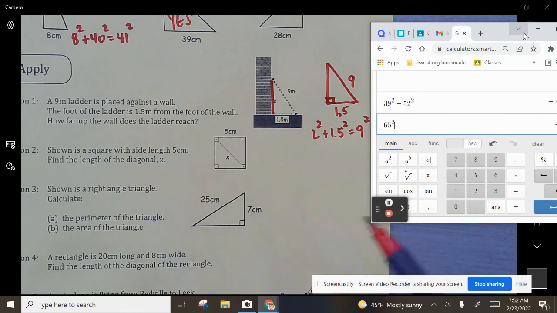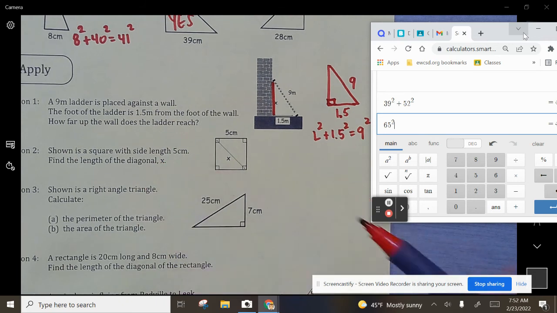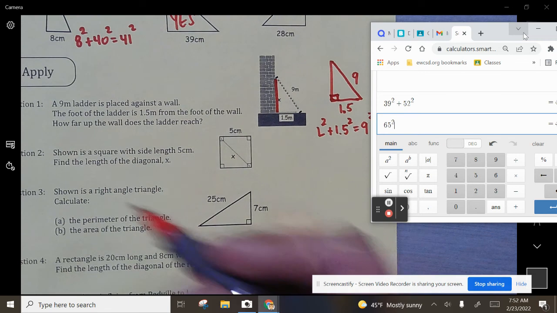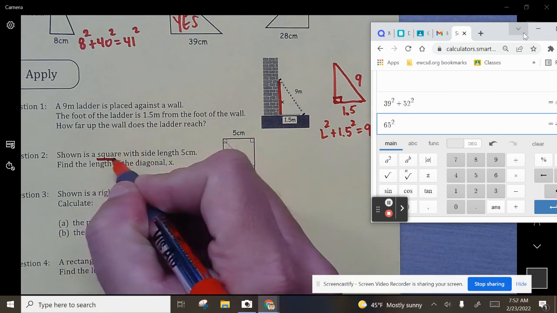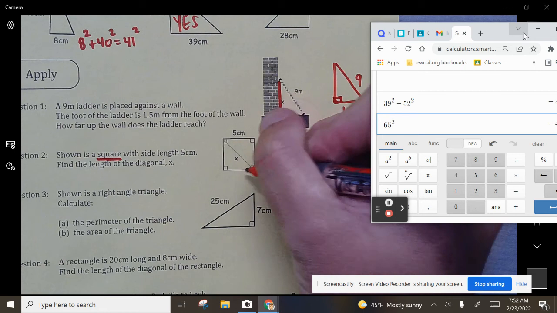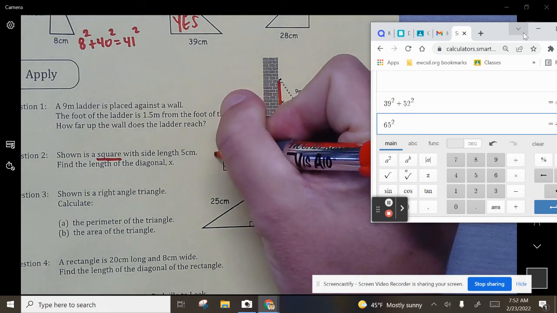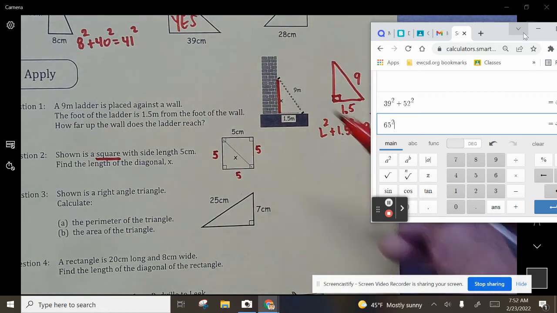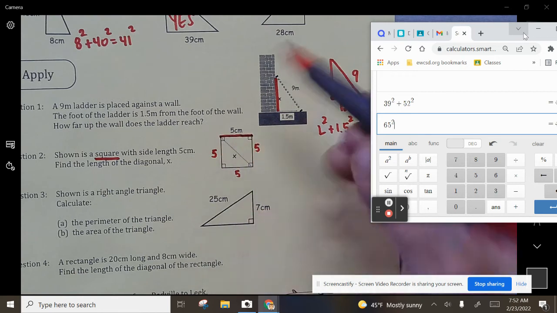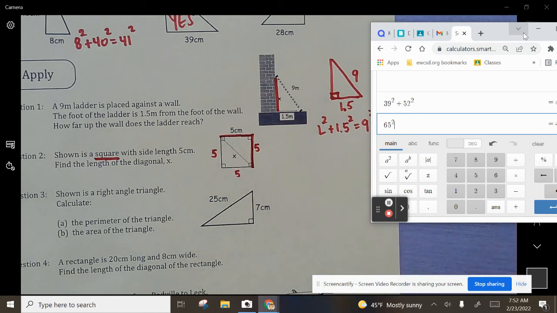All right, on this one, shown is a square with a side length of 5. Oh, this idea of a square. That means all of the sides are the same. And that's a part that some people get confused. They're like, well, I'm missing 2 sides. And you're really not, because it's a square. Do you see your L? All right, don't take an L in these kinds of problems.